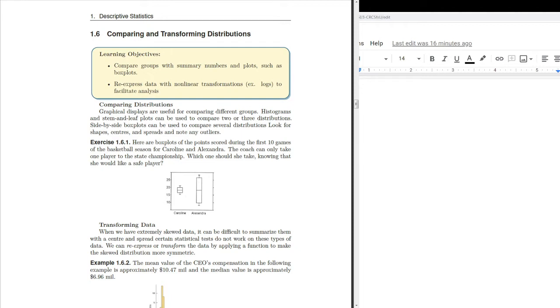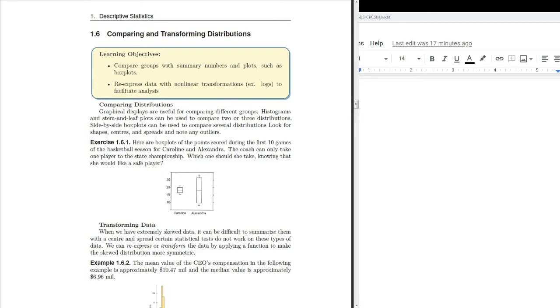Now, when we're comparing distributions, be sure to look out for their shapes, their centers, their spreads, and note any outliers. So let's take a look at an example. Here are the box plots for the points scored during the first 10 games of the basketball season for Carolyn and Alexandra. Now, the coach can only take one of these players to the state championship.